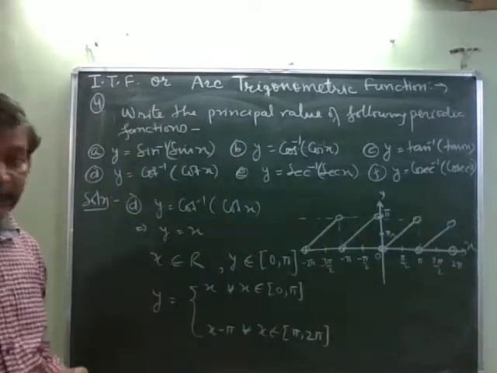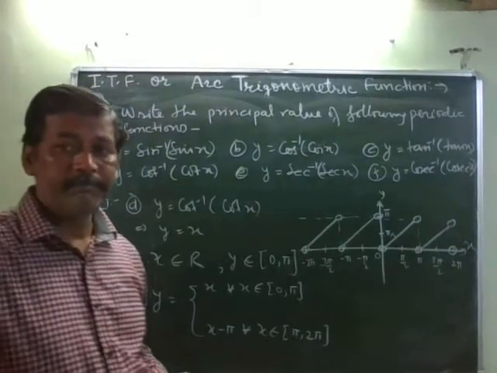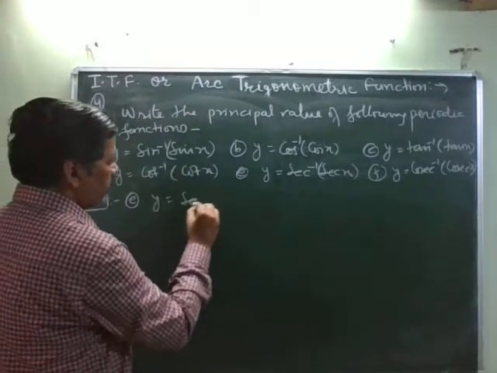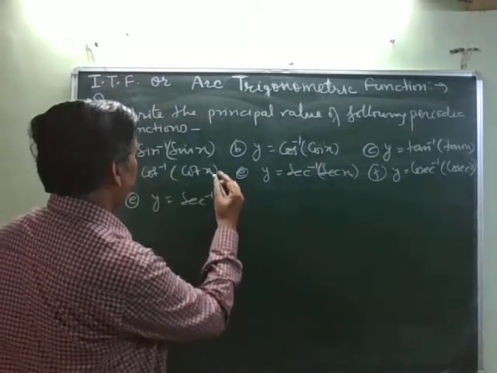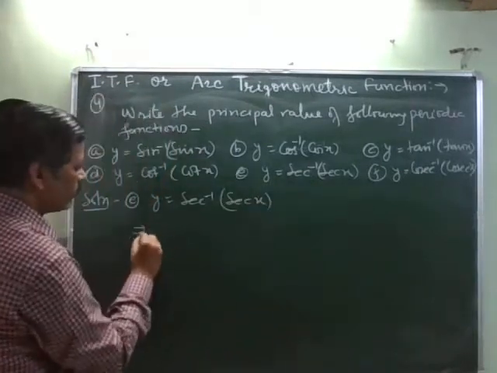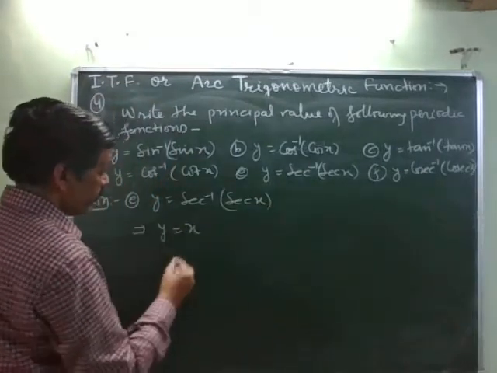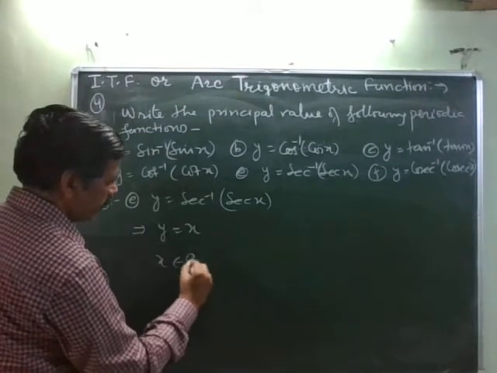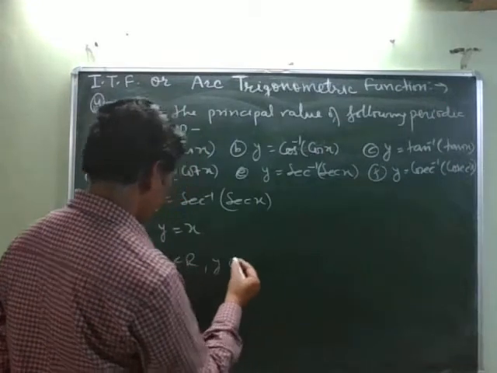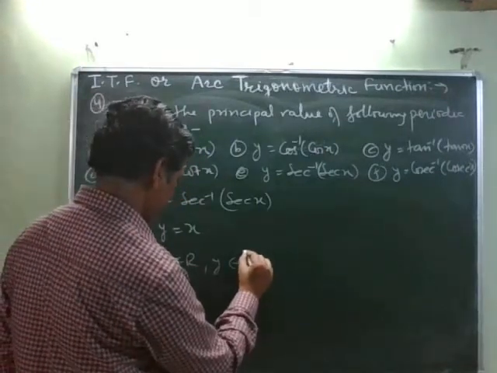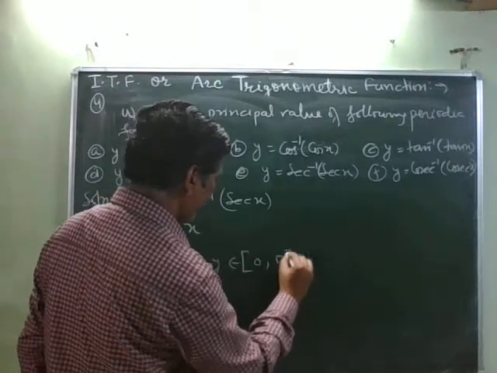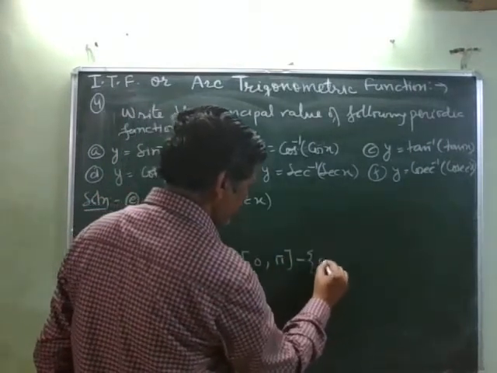For part E, y is equal to sec inverse sec x. It comes out to be y is equal to x, but x belongs to R and y belongs to 0 to pi minus pi by 2 angle.